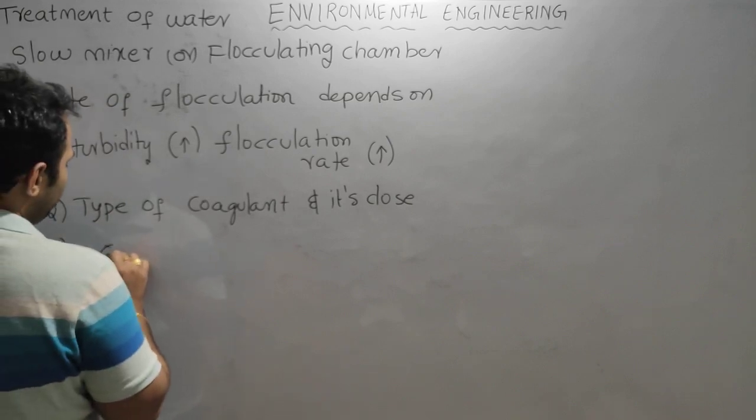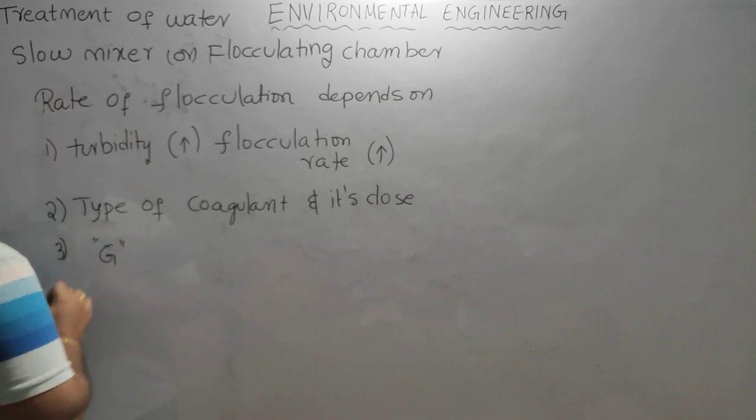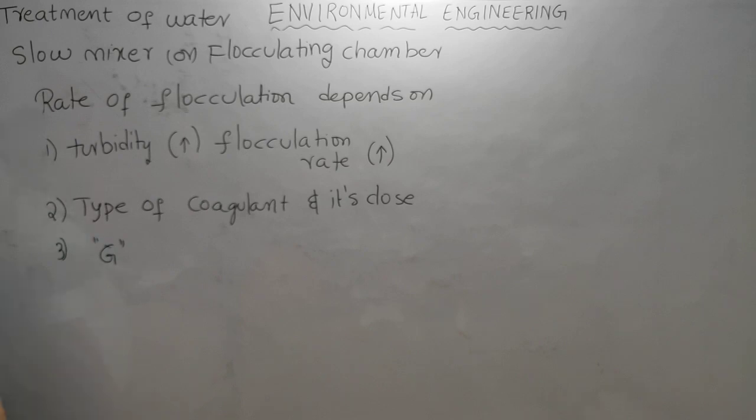Temporal mean velocity gradient, G. This is also a very important factor that affects the slow mixing or flocculation of the alum.